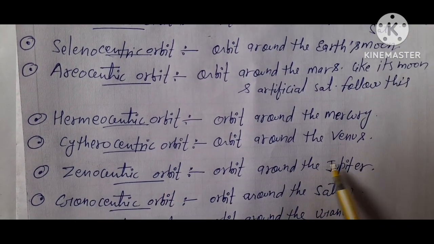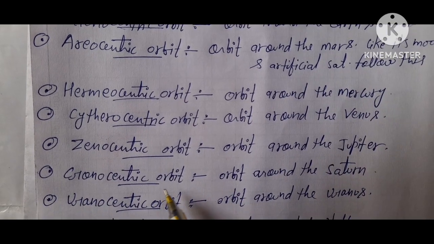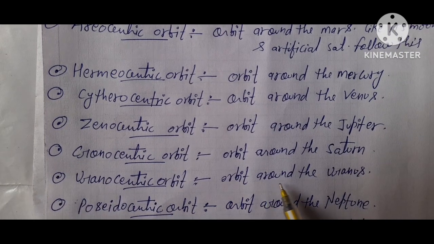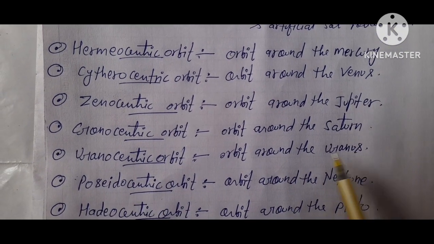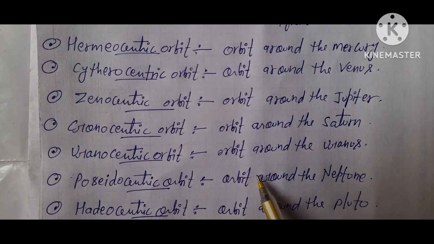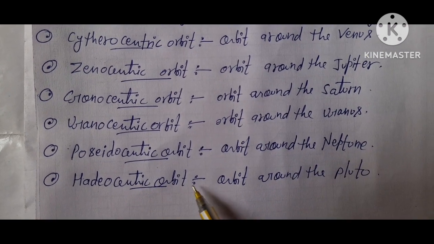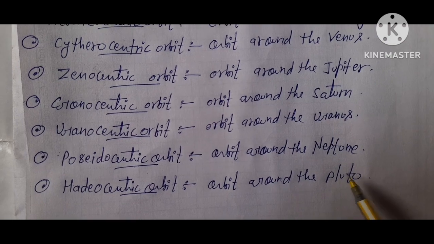Zenocentric orbit, the orbit around Jupiter. Cronocentric orbit, the orbit around Saturn. Uranocentric orbit, the orbit around Uranus. And Poseidocentric orbit, the orbit around Neptune. And the last one is Plutocentric orbit, the orbit around Pluto.